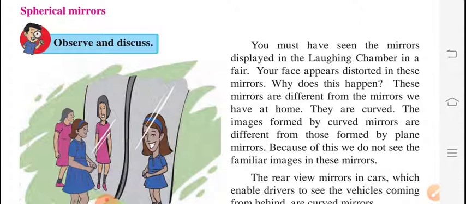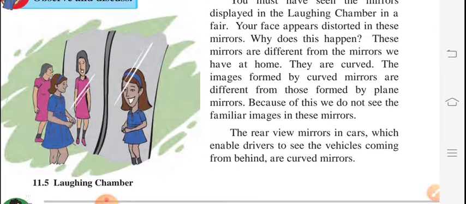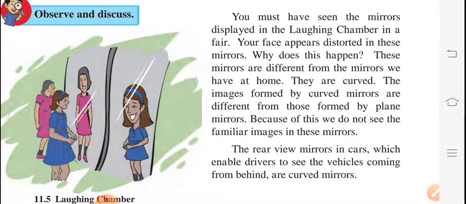Whatever mirror we have at home is a plane mirror. Whenever you go to a laughing chamber, different types of mirrors are there. They have curved surfaces, and such curved surfaces come under spherical mirrors. This part we are going to discuss. The rear view mirrors in cars, which enable drivers to see the vehicles coming from behind, are curved mirrors.